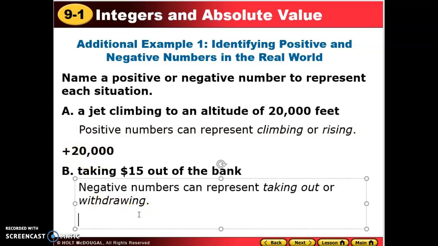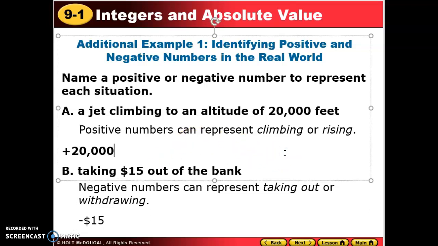Now, something where you would get a negative number in real life: taking $15 out of the bank. When you are taking out or withdrawing, that can be a negative. That would be a negative $15, because you're not adding $15. It's not positive, it's negative. You're taking that money away. So it's negative 15. You'd have the negative sign in front of the 15, and that's how that would look.